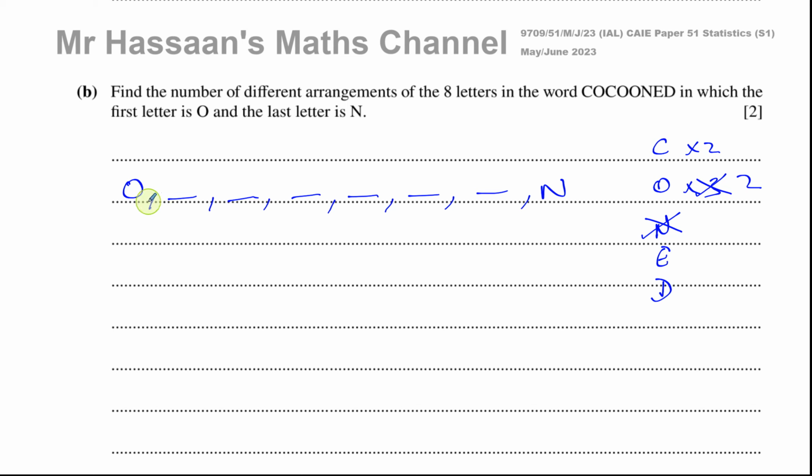6 letters we can place in any of those 6 spaces. So similar to what we did up there, that's going to be 6 factorial. However, we have some repeats, which is C repeated twice and O repeated twice. So you divide by 2 factorial times 2 factorial, and that will give us the number of ways with this restriction that they gave us.